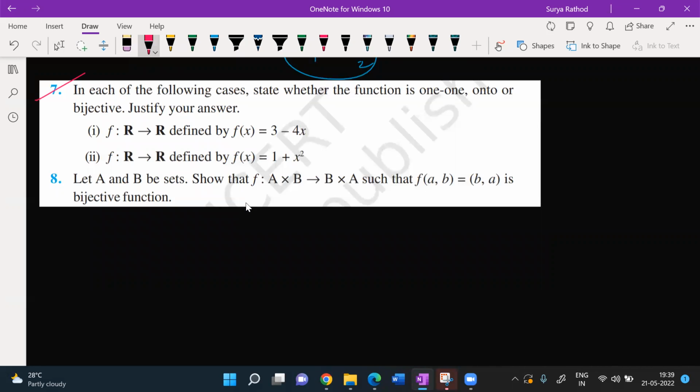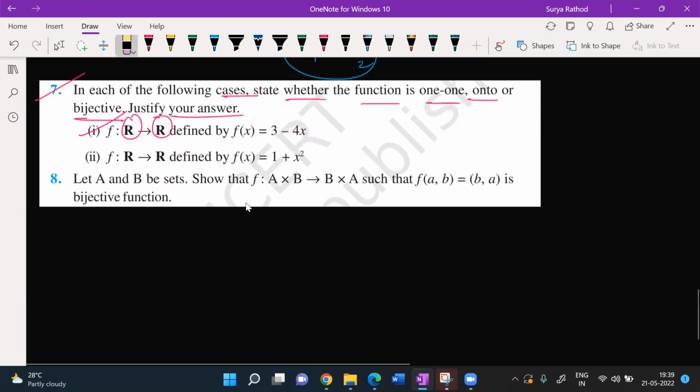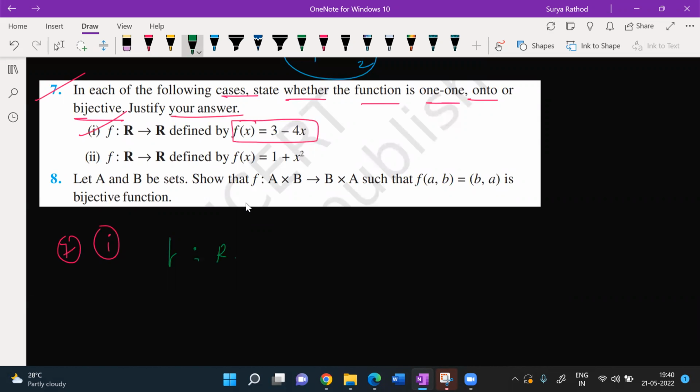Check in each of the following cases, state whether the function is one-one, onto, or bijective. Justify your answer. The first question: the function is a mapping from real numbers to real numbers and defined by f of x equals 3 minus 4x. Let's discuss the first question of the 7th one. The function is a mapping from R to R, given by 3 minus 4x. State whether the function is one-one, onto, or bijective.